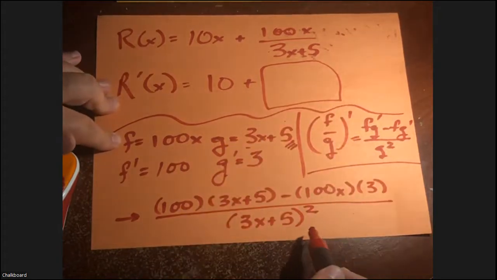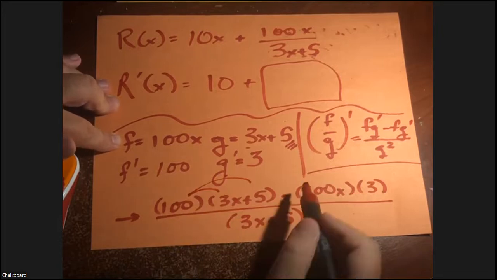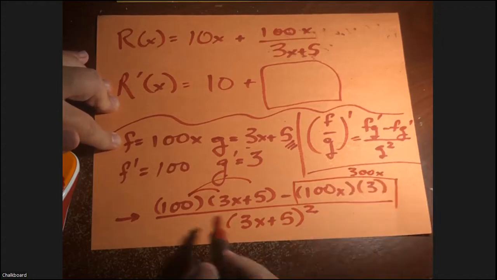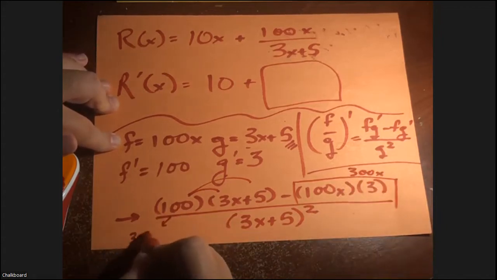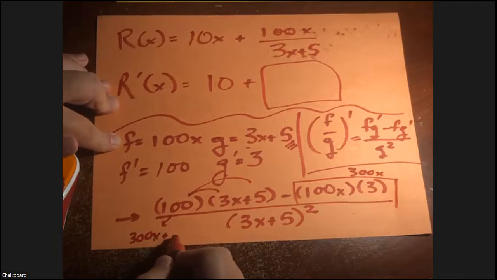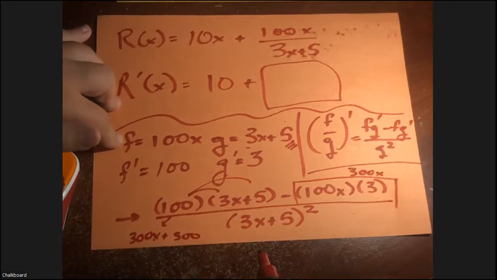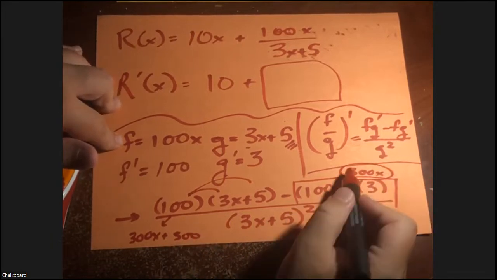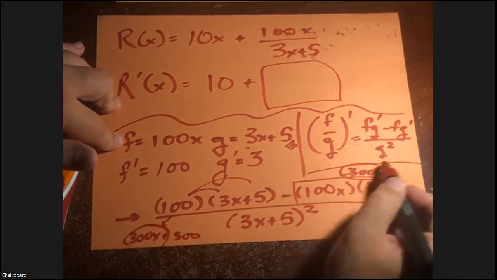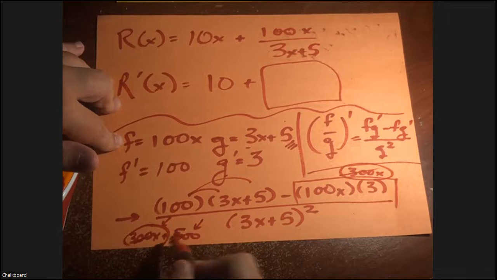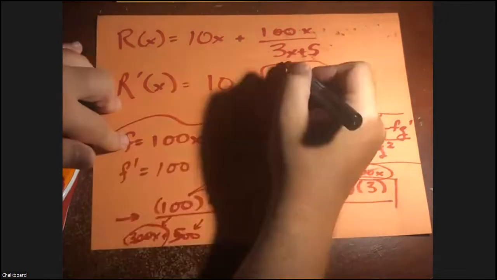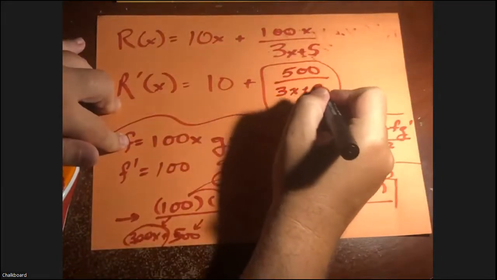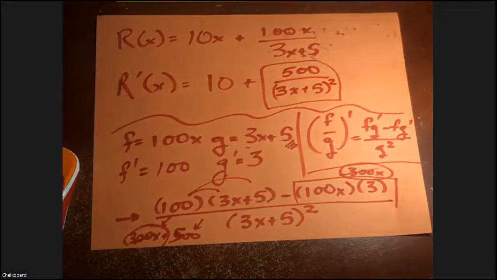Let me simplify it a little bit. I can distribute 100 here and here. And then this is just the associative and commutative properties at work that make it 300x, right? This is going to be 300x plus 500. And then when we subtract them, they will cancel. Doesn't 300x negative and 300x cancel? Sure it does. And you're left with just this 500 here. All right, so what is going to go up there? 500 over 3x plus 5 quantity squared. This is what we're expecting you to come up with for the marginal revenue.